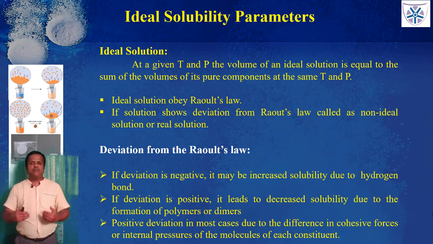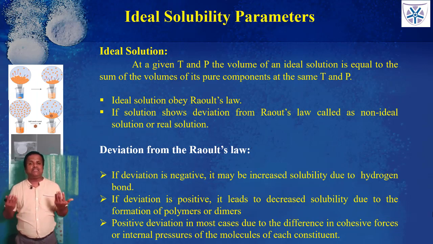If a solution shows deviation from Raoult's law, there are two possibilities of deviation. One is positive deviation, another one is negative deviation. If the solution deviates, either by positive or negative deviation, that kind of solution is called a non-ideal solution or real solution.